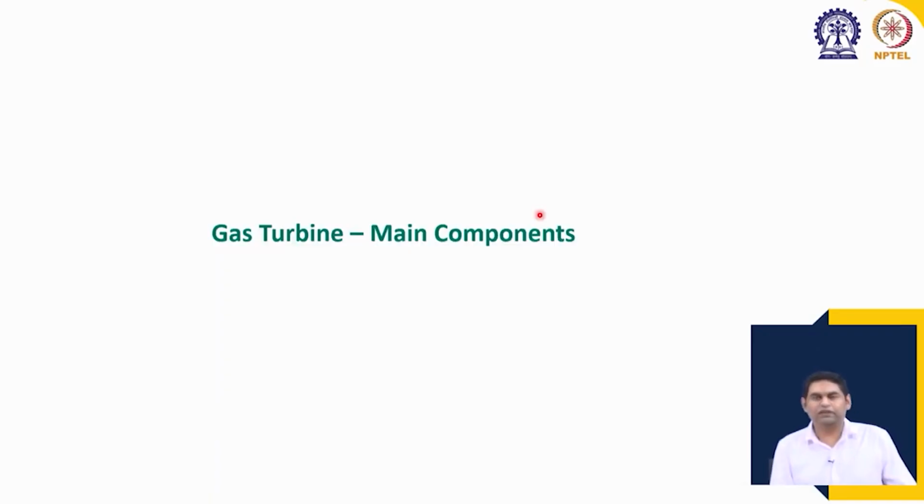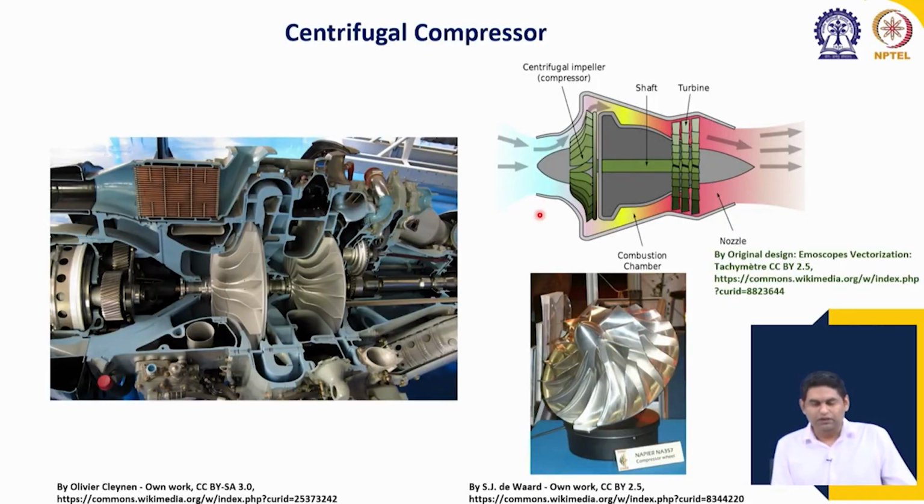So, main components, as I was saying, there are three main components: compressors, combustion chamber and turbine. Now, compressors again can be of two types. These are known as centrifugal compressor, which you see here, and then we will see later axial compressor. Nowadays for modern aircraft engines, almost all aircraft use axial compressor, but industrial gas turbines use or can use a combination of centrifugal and axial compressor.